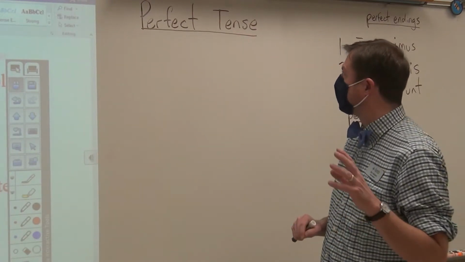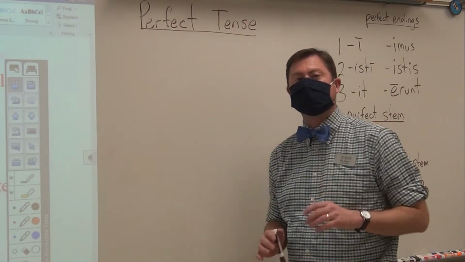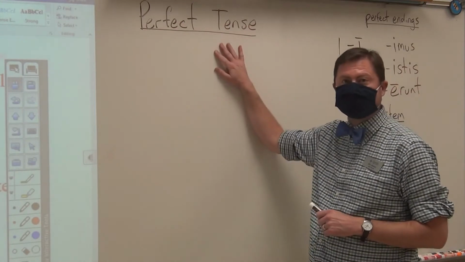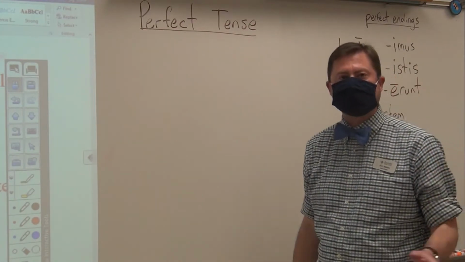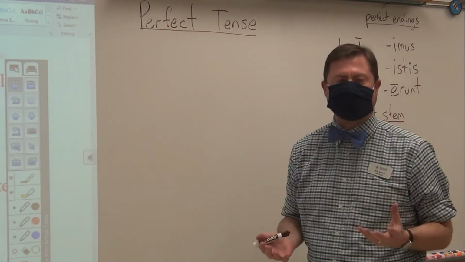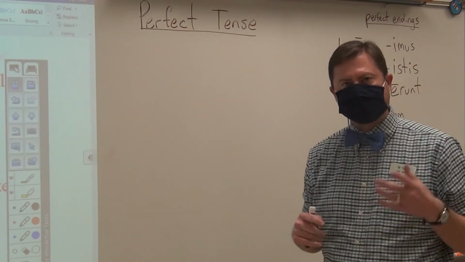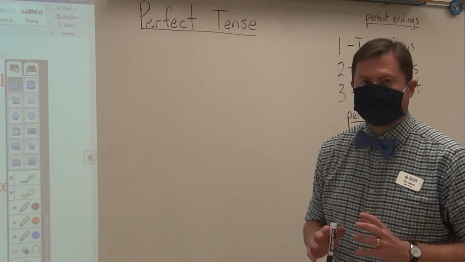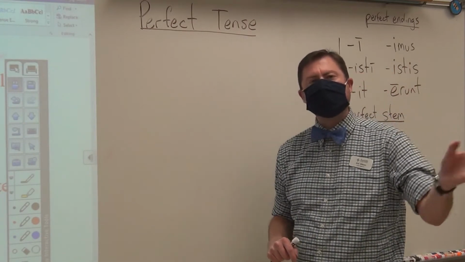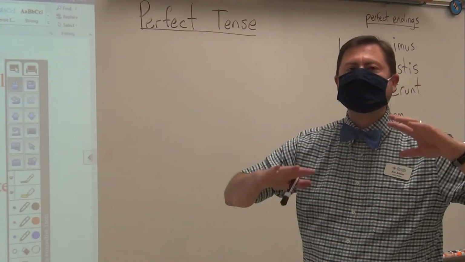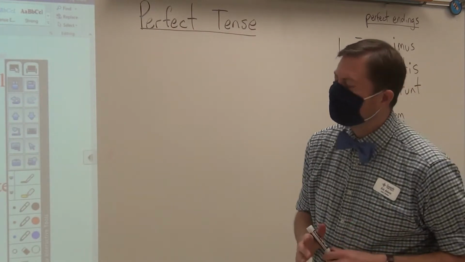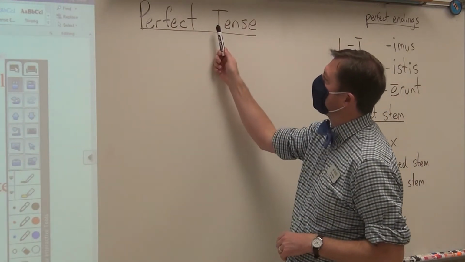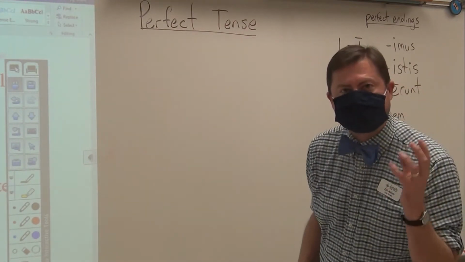In this video, we are going to introduce and go over the perfect tense. So far we have learned about the present tense, which is action occurring right now: the subject verbs, is verbing, does verb. We have learned about the imperfect tense: the subject was verbing, an action of the past, not completed. Now we are dealing with the perfect tense, which is an action of the past completed.